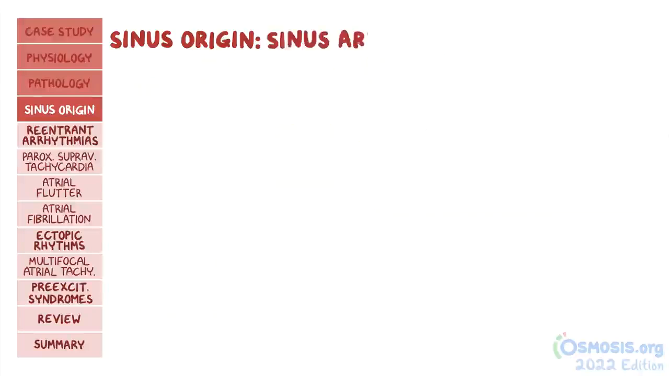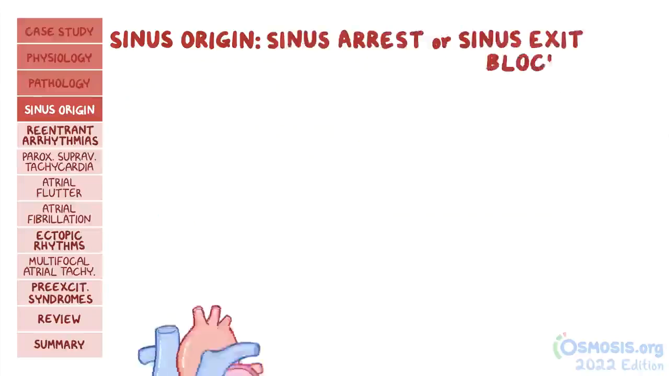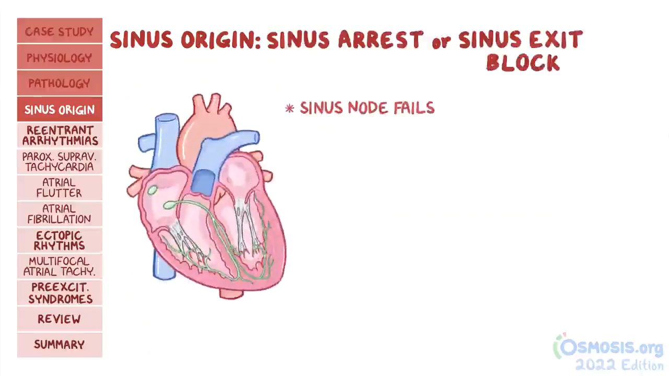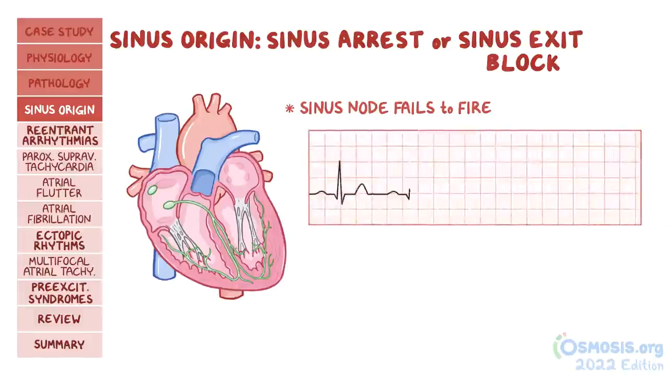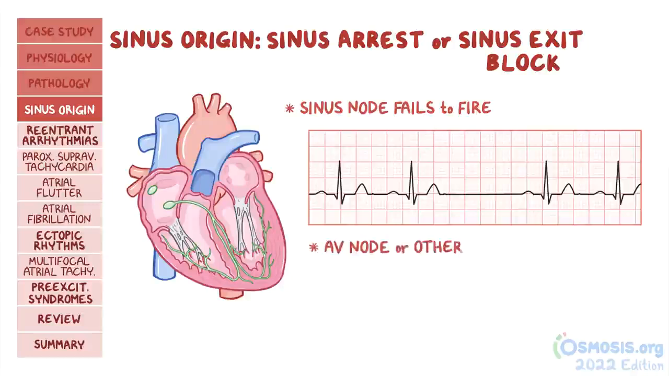Finally, sinus arrest, or sinus exit block, occur when the sinus node fails to fire. What you need to know is that on an ECG, there is simply a flatline pause. Fortunately, if the sinus node can't press that reset button, somebody else, like the AV node or virtually any other myocardial cell, can take over.